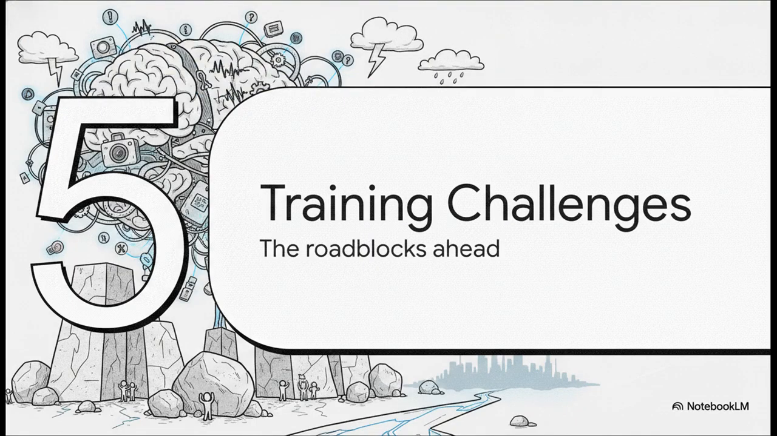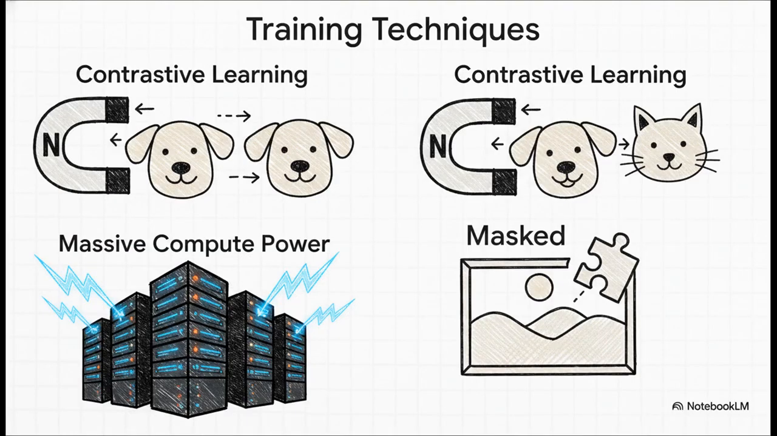Finally, part 5, the big training challenges. Building these things is not easy. The training requirements are absolutely massive. First off, you have to nail dataset alignment, meaning you need billions of perfectly paired images and captions.